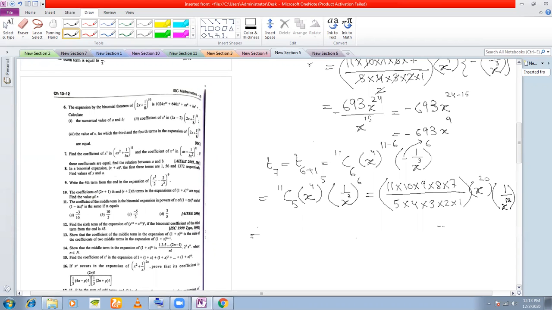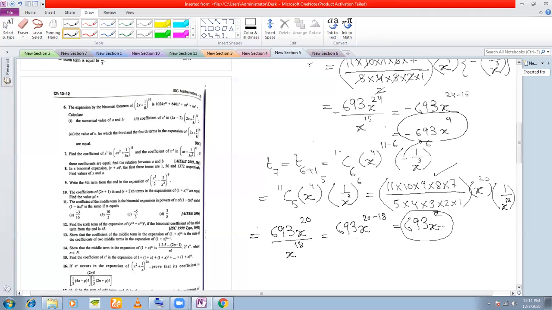Okay, so this will become 693. I have already calculated this to be 693. So this is 693 plus 693 this time, x to the power of 20 divided by x to the power of 18. So this is 693 x to the power of 20 minus 18, which is 693 x square. So that is your 7th term. So what are the two middle terms? This is one middle term, and this is the other middle term.